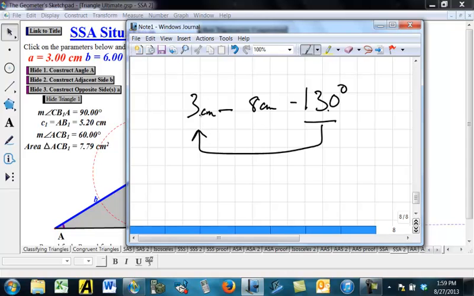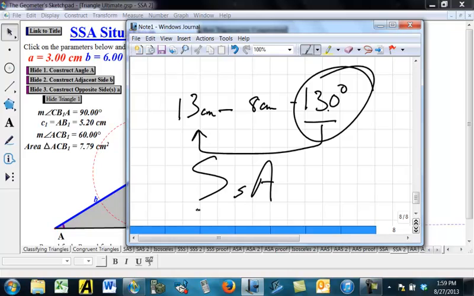This has got to be the biggest side. But what if we make it a little bit bigger? What if we make it 13 centimeters and 8 centimeters? That will work. That's the big S, little s, A situation. So if this is an obtuse angle, you're either in this situation or else you're in the no solution situation. So go ahead and construct this one just so we get some practice with an obtuse angle too. Press pause now.